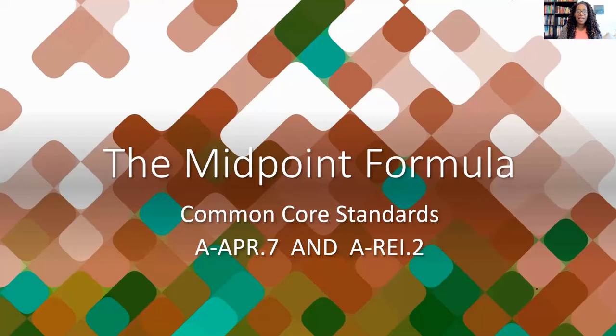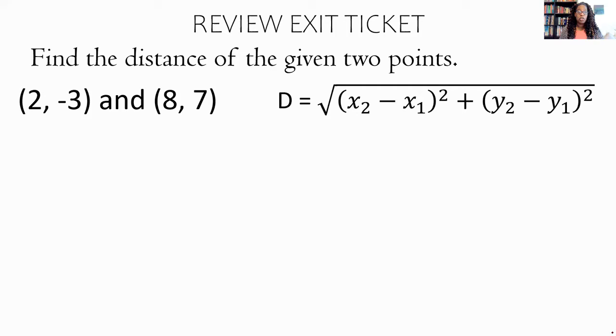All right, everyone. So for today, we're going to be looking at the midpoint formula. Last time we looked at the distance of 2 points. Now we're going to figure out where the midpoint of that segment is. We're going to be doing our Common Core standards, which are A-APR.7 and A-REI.2.